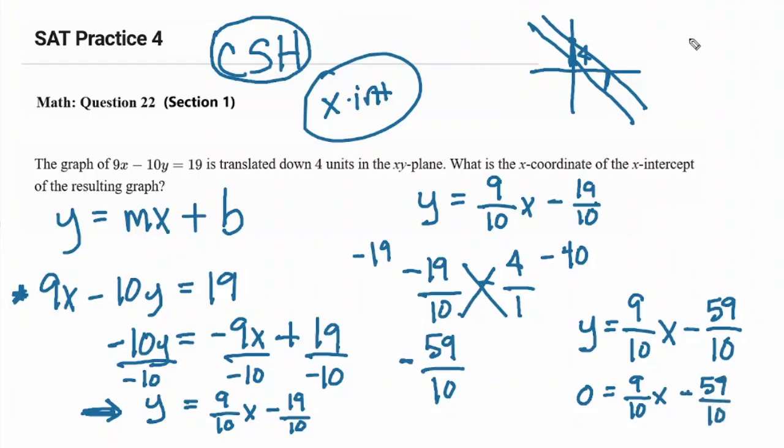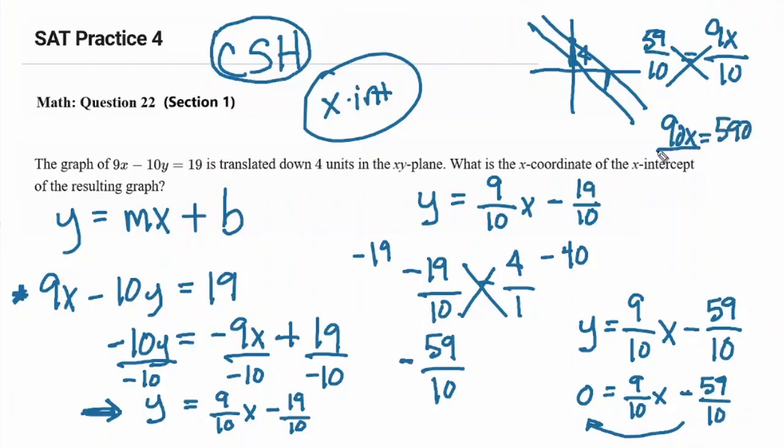I'm going to do it up here. I'm going to keep 9x over 10 on the right side: 9x over 10 equals negative 59 over 10. It's going to move across the equal sign, so it's going to change signs. So it's 59 over 10. All right, I'm going to do some extra algebra here. I'm going to cross multiply. 9x times 10 is 90x equals 59 times 10, which is 590. I'm going to divide both sides by 90. I'm going to get x equals, those zeros go away, and at last, after all that work, it's 59 over 9. And that's it. That is the x-coordinate of the x-intercept.